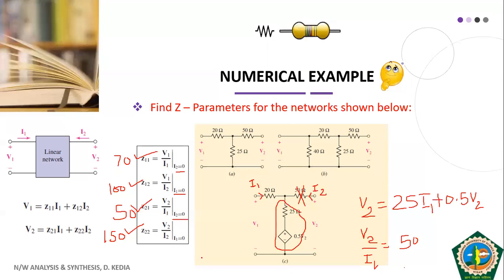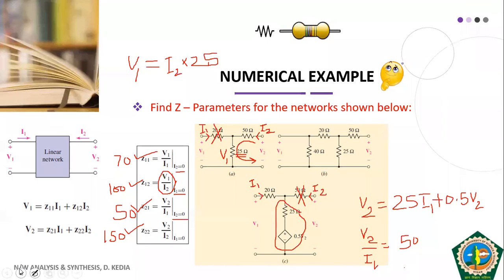So this is how we find out Z parameters for the networks. I hope everybody is pretty clear about all the three numericals. If there is any difficulty, you can discuss with me, but I hope everything is clear to everybody. So dear students, with these three examples, our discussion on Z parameters is over.